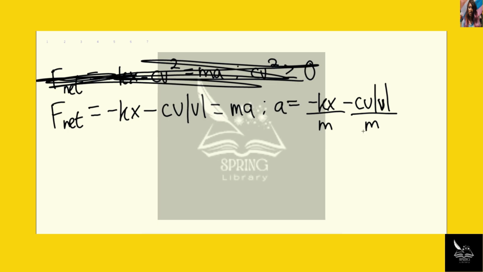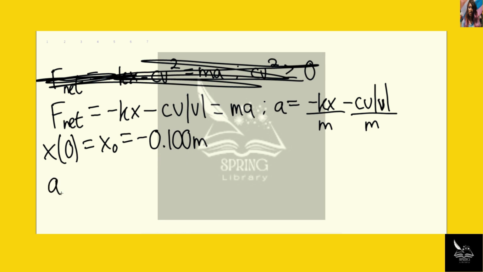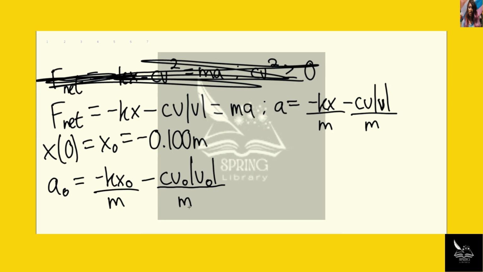And at this point, we know from equation 14.5 that the initial position x will equal x naught. In this case, it will equal negative 0.100 meters. So we can say that a naught would be equal to negative kx naught divided by m minus cv naught times the absolute value of the initial velocity, divided by the mass. We need to assume the acceleration was constant over the next time interval.